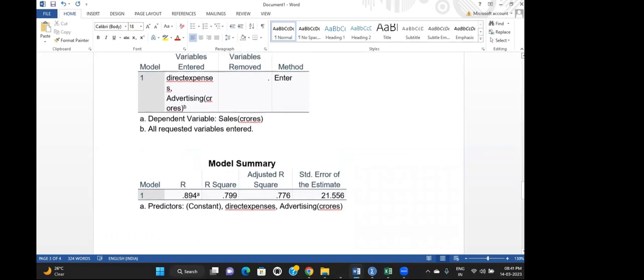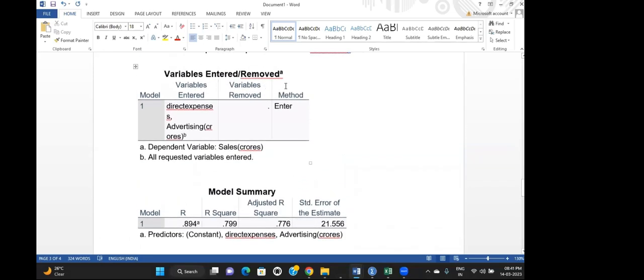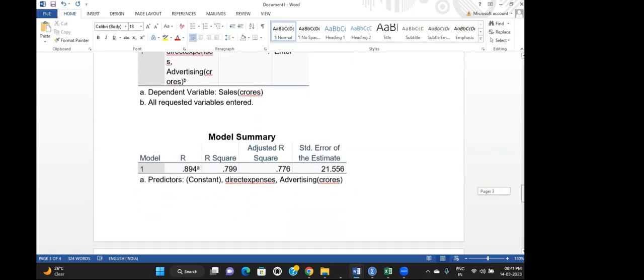So again, what is the first table? Variables entered and removed. So you can see here, they have not removed any variable. If they would have removed any, it would be shown here. Otherwise, direct expenses and advertisement, they have entered it. And next is the model summary.